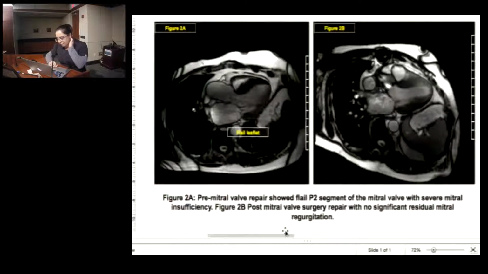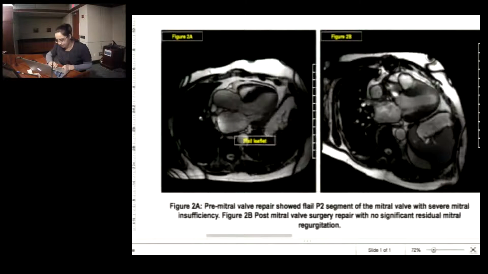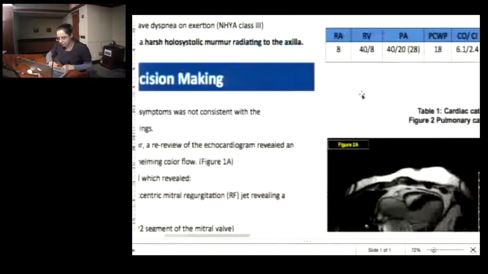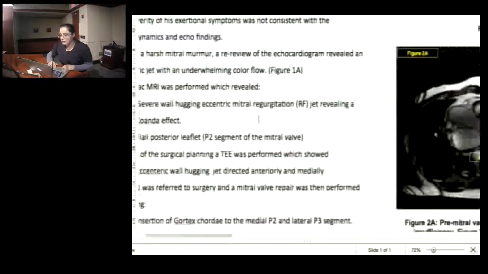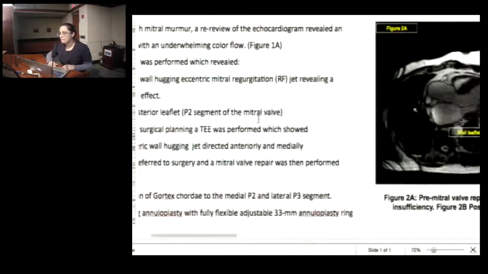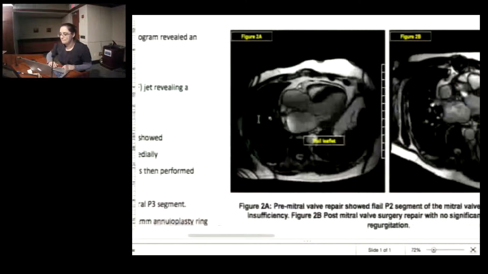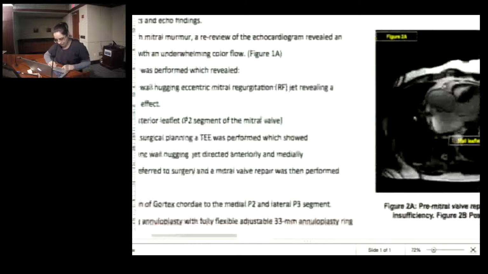So this was the MRI. Again, the actual moving MRI images are much better and they show a profound amount of mitral regurgitation with this flail P2. But as you can appreciate here, you can see the flail of the P2 segment. Okay, I can put that arrow in to show where the flail is.